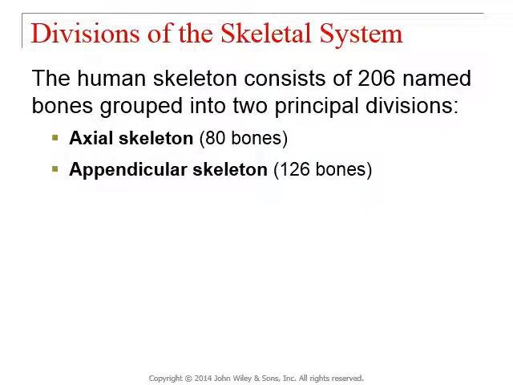We have 206 individual bones in the human skeleton, grouped in two different divisions. We have the axial skeleton, which makes up 80 bones, and the rest, 126 bones, are found in what's known as the appendicular skeleton.